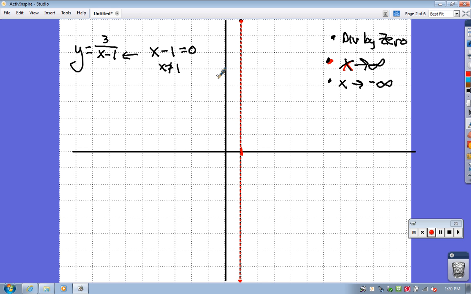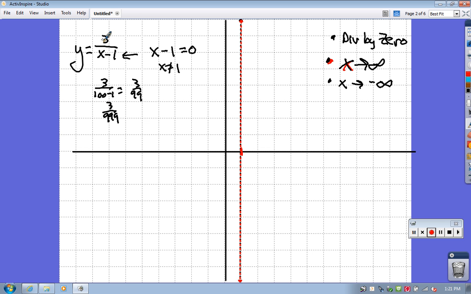And so let's let x get big. Let's say x is 100, that'd be 3 over 100 minus 1, 3 over 99, pretty small. Let's say x is 1,000, 3 over 999. Hopefully you can see that this is tending towards 0. And notice it's doing it from the positive side, right? X is positive, y is positive.